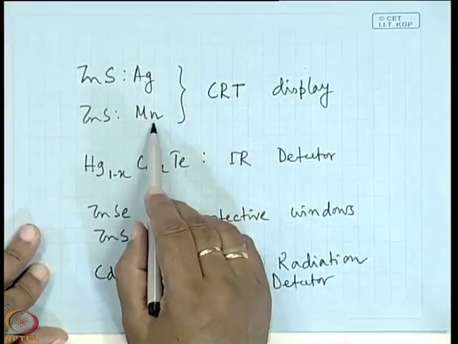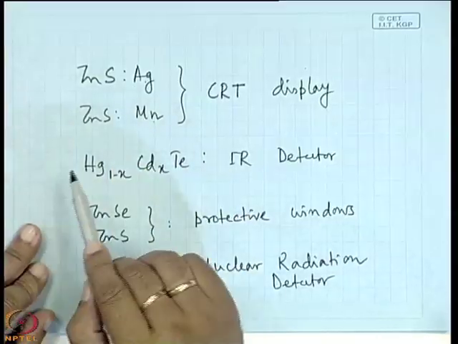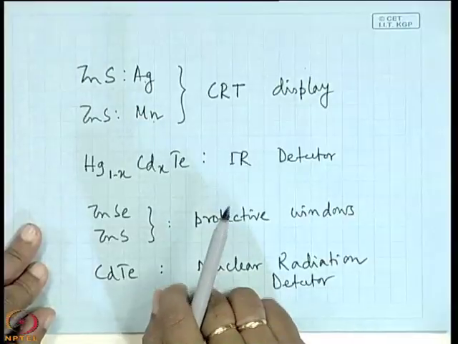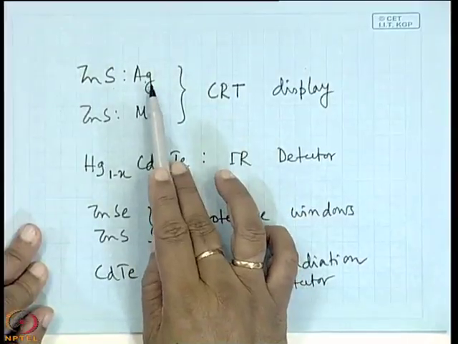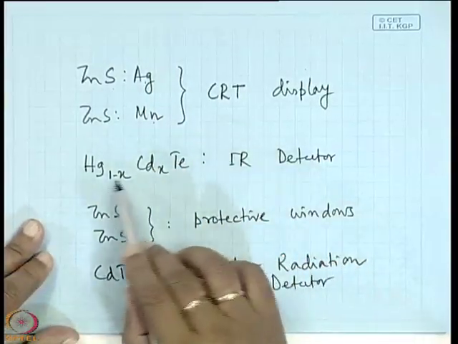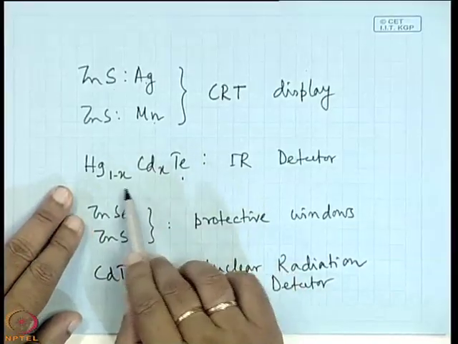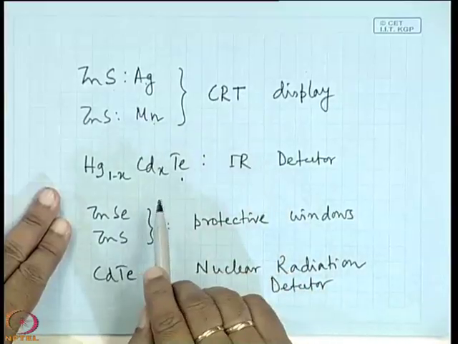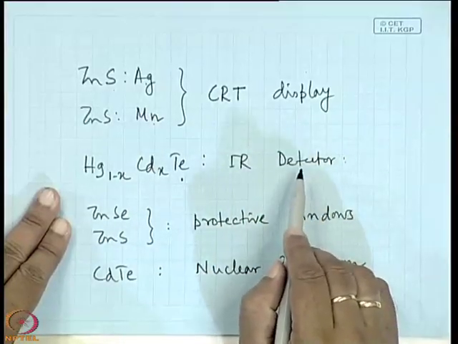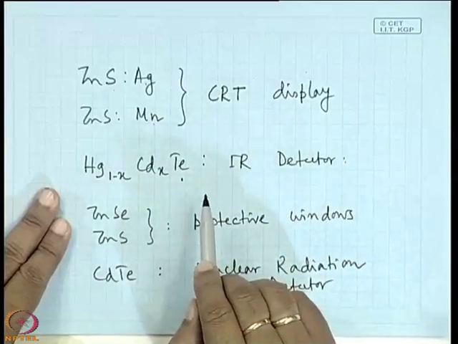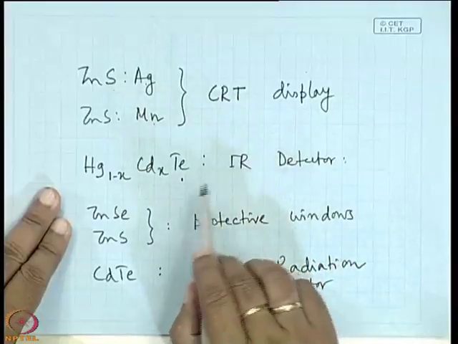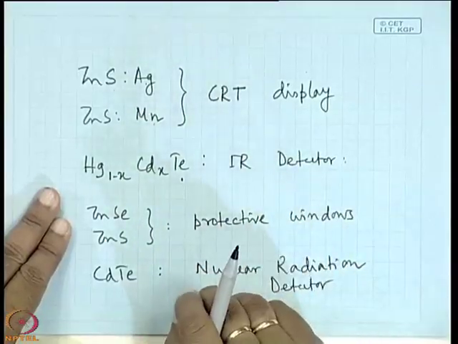Silver and manganese doped zinc sulphide are used for display devices in cathode ray tubes, where there is a thin film coating of silver or Mn doped zinc sulphide. And mercury cadmium telluride is a very important application for IR detector, infrared imaging. This is a very ambitious project of DRDO handled by SSPL Delhi, Solid State Physics Laboratory, and they have been trying to make the HgCdTe detector. Some success they have got.